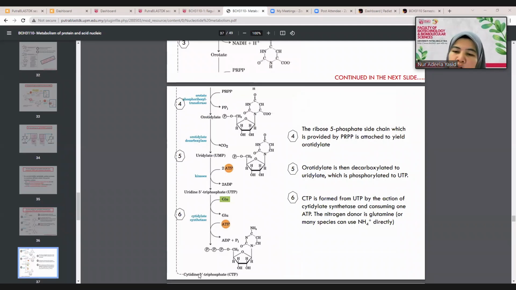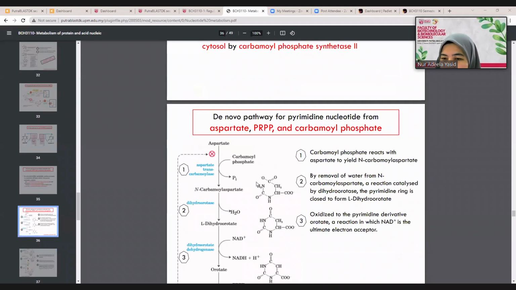Okay, so this is how the biosynthesis of UTP and CTP happens, from carbamoyl aspartate, from carbamoyl phosphate.